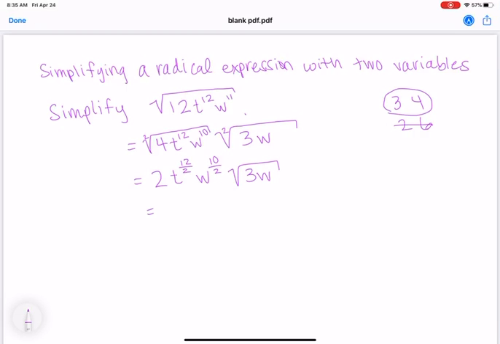So then, when we go ahead and simplify it all the way, we get 2t to the 6th, w to the 5th, times the square root of what's left over, which is just the 3w.